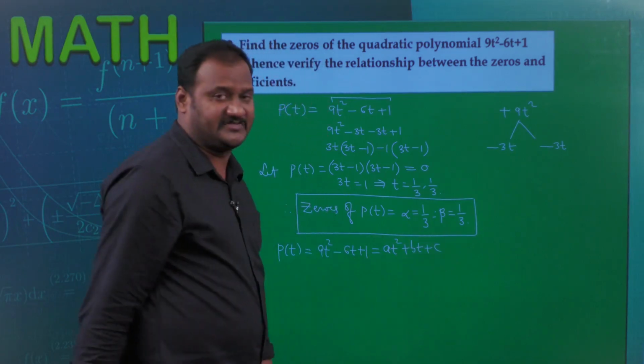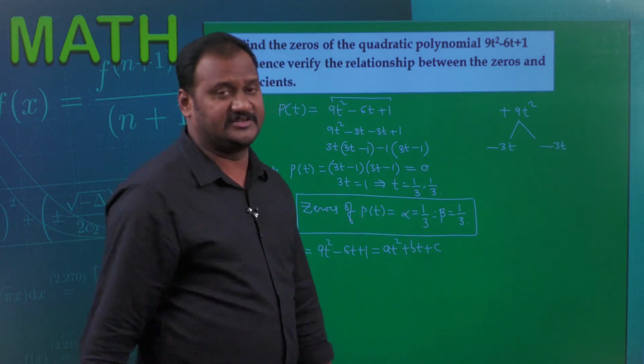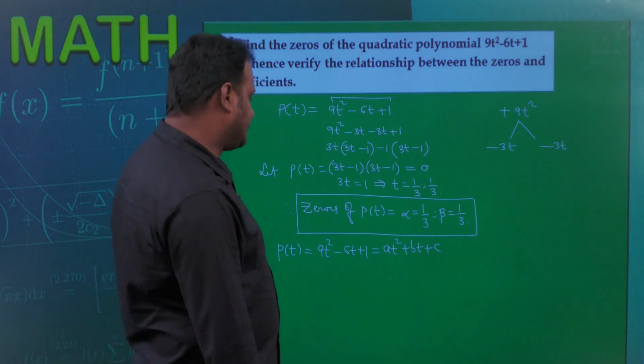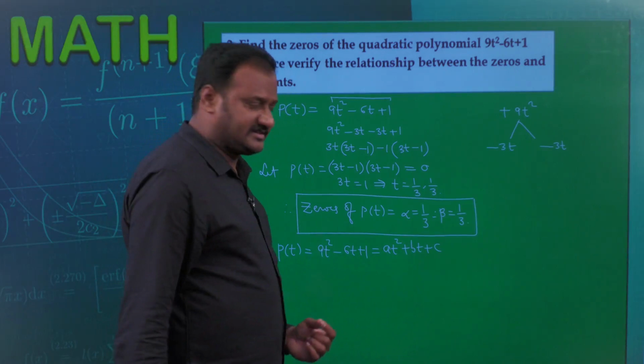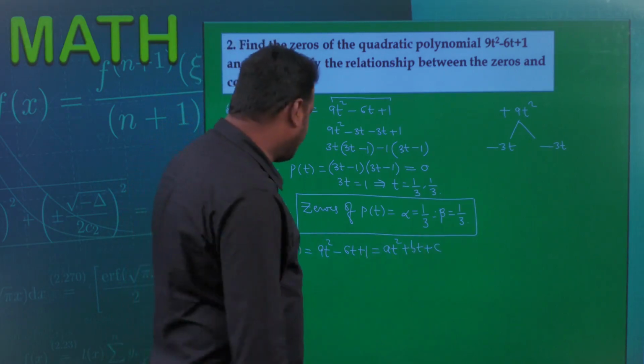Why am I writing in terms of t? Because our polynomial is also given in terms of t. That's it. So the value of a is equal to 9, b is equal to minus 6, c is equal to 1.